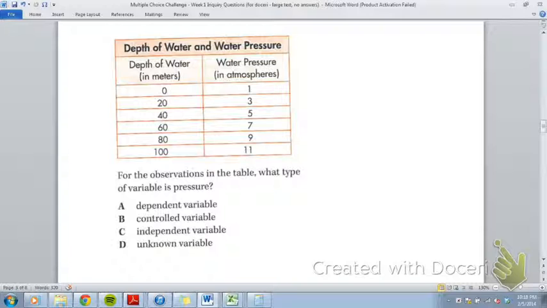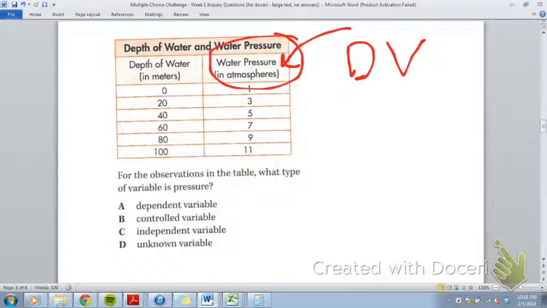What type of variable is pressure? So I got pressure right here. That is the last column in my table. Usually that's the dependent variable. But we also want to make sure that makes sense. The depth of the water is changing, and it's changing evenly, so that was probably purposely changed, the independent variable. As this changes, the input, the output changes too. As you go down into the water, the pressure increases. So that is our dependent variable.